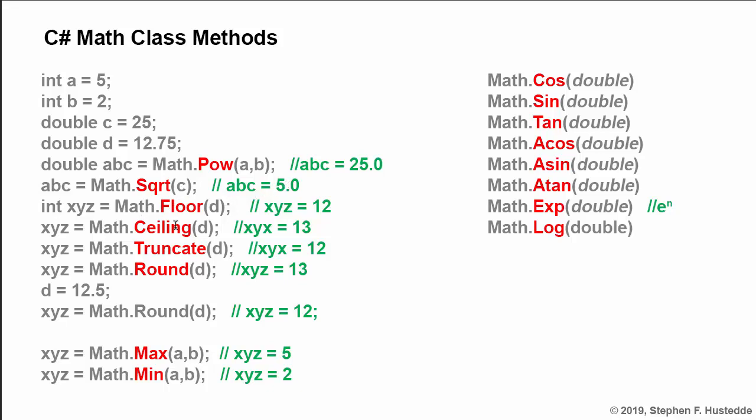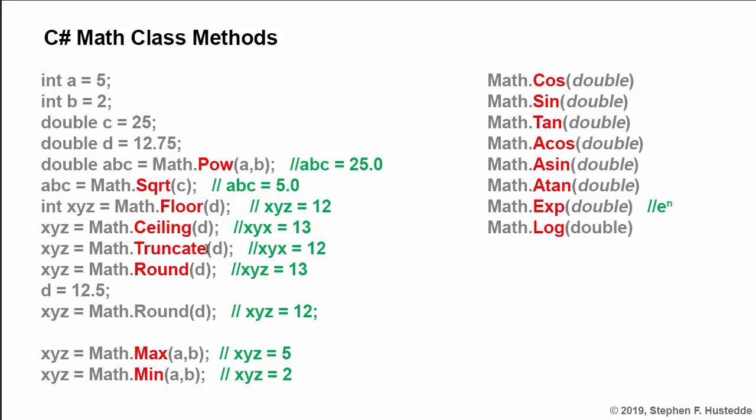We also have Floor and Ceiling as operations in the Math class. The floor will return the integer right below the value or equal to the value. So in this case, d is 12.75. The floor of d is the integer value of 12. You notice it's returning an integer that goes into xyz. xyz is an integer variable. Same thing with Ceiling, except it's going to take the next highest integer, or one that's equal to. So the integer above 12.75 would be 13.